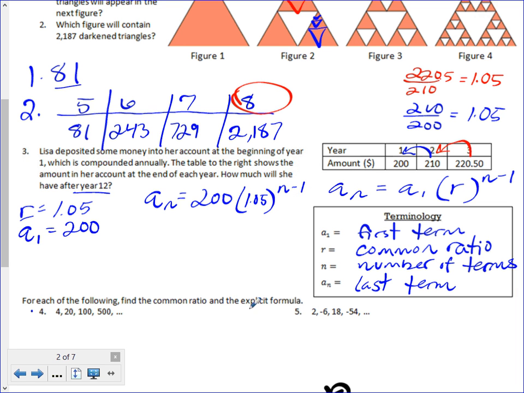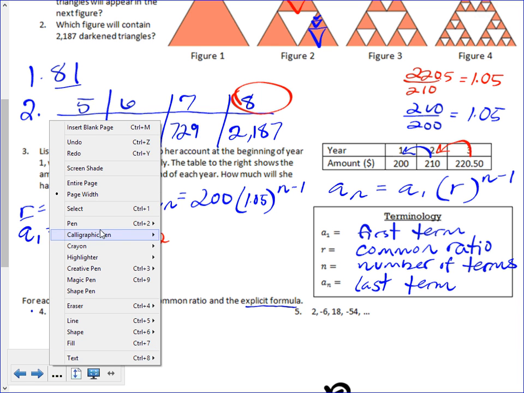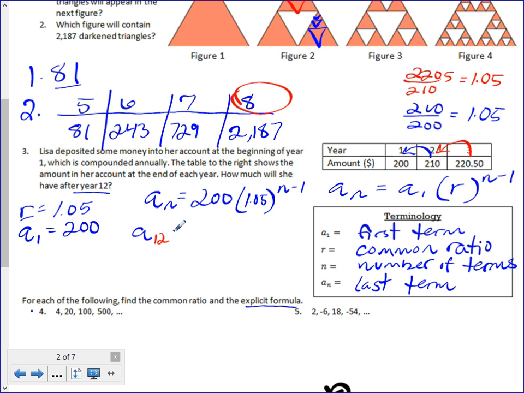So on these problems where it says write the explicit formula, this is what you do. Now, let's go ahead and solve. Which term do we want? The 12th term.